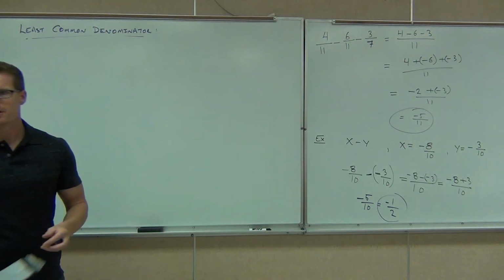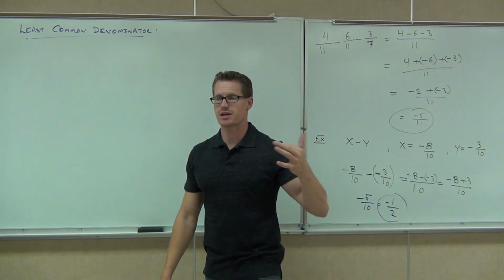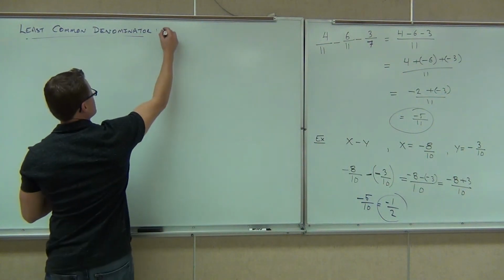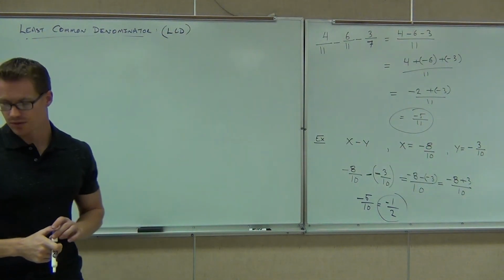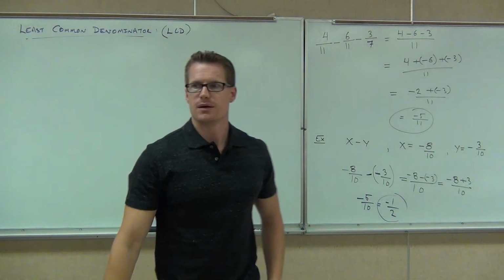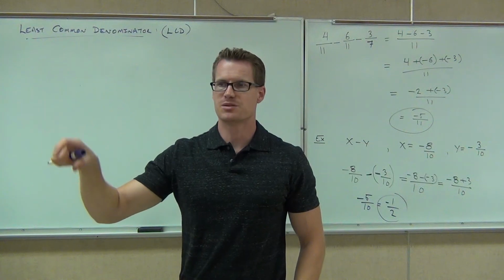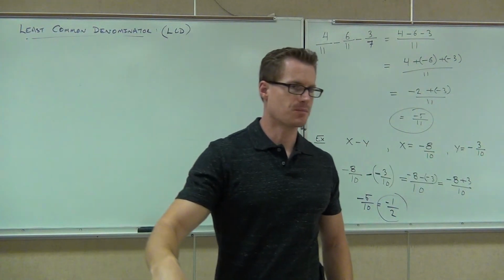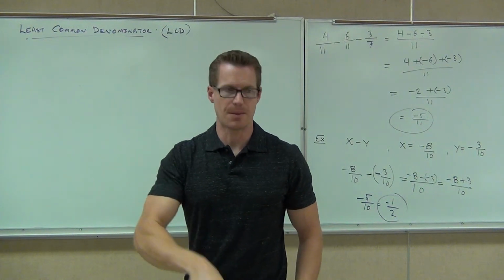So least common denominator. Denominator is the bottom of a fraction. Common means shared. Least means smallest. And we abbreviate this usually with LCD. We'll be using that a lot in this class, LCD. What this is, least means smallest, the smallest number that has both denominators as a factor. What that means is that both denominators divide this number, and it's the smallest one that happens.